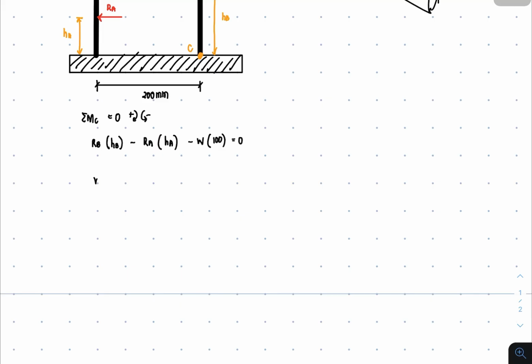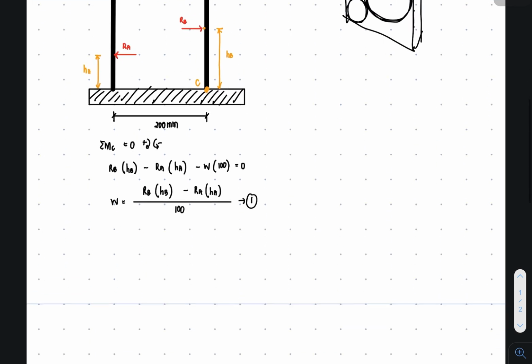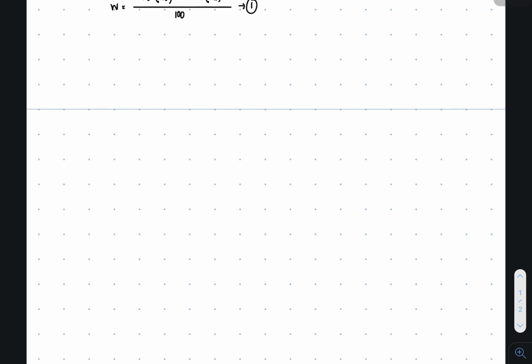In other words, W is equal to the force RB times HB minus force RA times HA, over 100. By the way, I'm transposing W to the other side. This is our working equation. So how do we solve for RA, RB, and HB? We're going to determine the distances. We're going to have another free body diagram of the sphere.